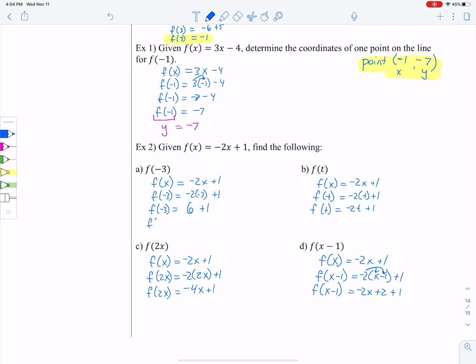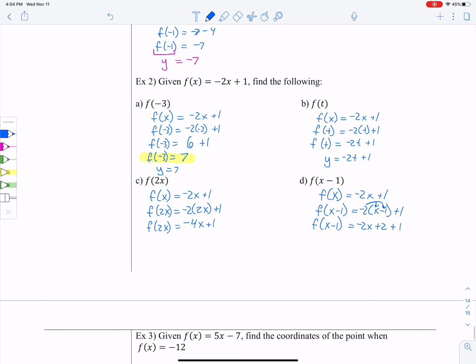Okay, now the last step is simplify. So 6 plus 1 gives me 7, so my final answer here is 7. Remember, this means the same thing as y is equal to 7. Here, f of t, negative 2t plus 1, this one doesn't change at all. I can't simplify this any further, so this is like saying y is equal to negative 2t plus 1. This one I also can't simplify any further, so this is like saying y is equal to negative 4x plus 1. These are my final answers here.